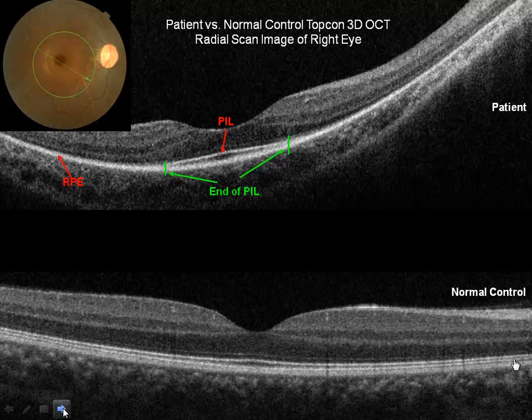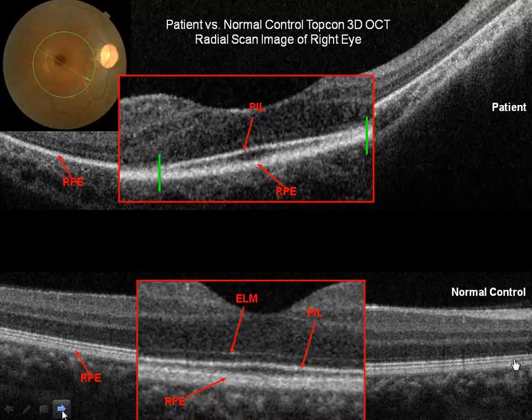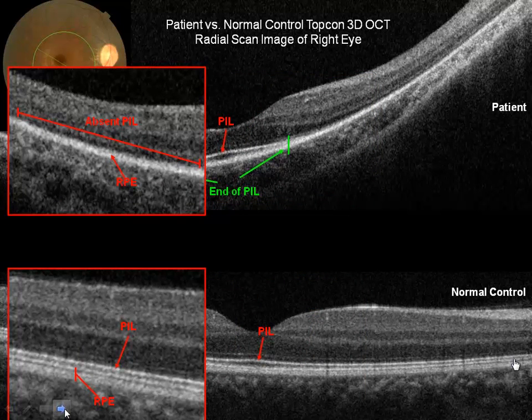Here's a normal control for comparison to show you that the PIL really should extend all the way through the 6 millimeter slice. In this case, it obviously doesn't. So this patient has a problem with rods, and pretty much at this stage, not a problem with cones. This is fairly typical of a patient with retinitis pigmentosa and normal central visual acuity.